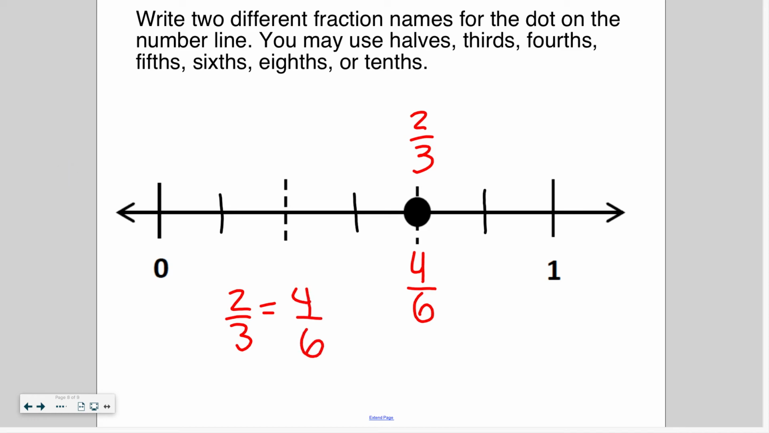Now that's not the only fraction that's equal to 2/3, but we were told to use either halves, thirds, fourths, fifths, sixths, eighths, or tenths. So out of these, the only fraction that would be equal to thirds would be sixths in this specific case. You're going to have similar problems to this where you have a number line and you break it apart, or split that specific fraction in half, to find the other fractional value that has the same value, or equivalent fraction, to that original fraction.